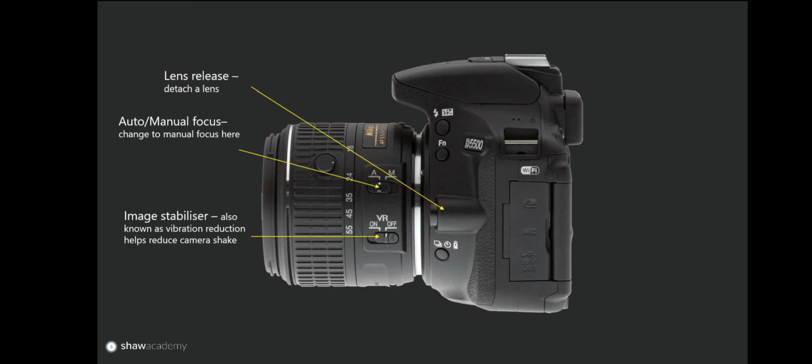A lens release. So we have a button here that we need to press in if we want to take the lens off the camera. We have a flash release. So we can press this button to pop up the flash. Very often if we're photographing in automatic, it's going to do this anyway.